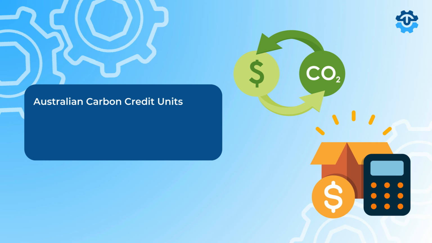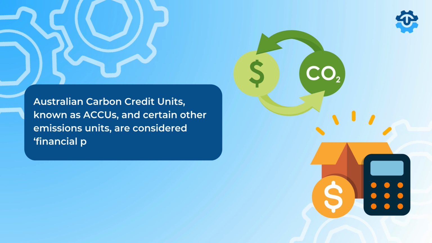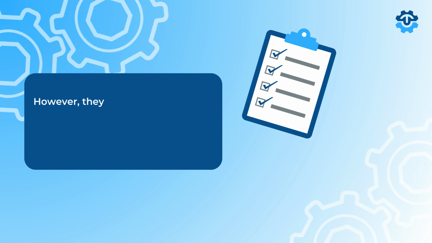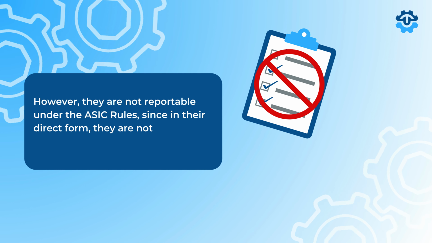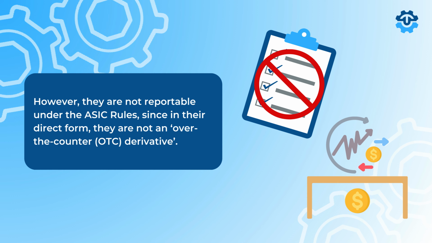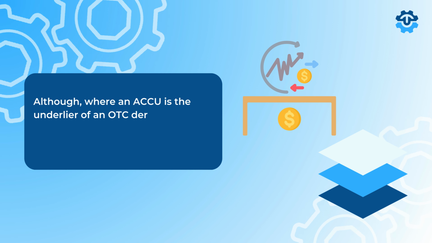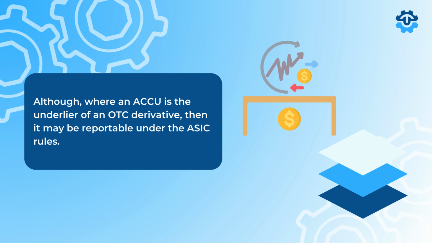Australian carbon credit units, known as ACCUs, and certain other emissions units, are considered financial products in Australia. However, they are not reportable under the ASIC rules, since in their direct form, they are not an over-the-counter derivative. Although, where an ACCU is the underlier of an OTC derivative, then it may be reportable under the ASIC rules.